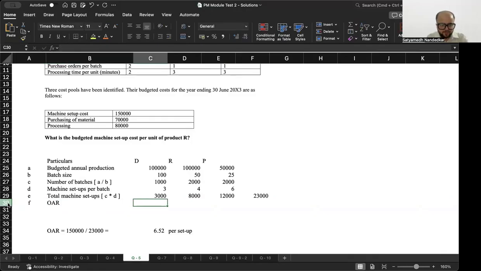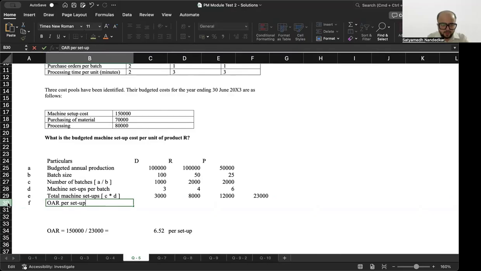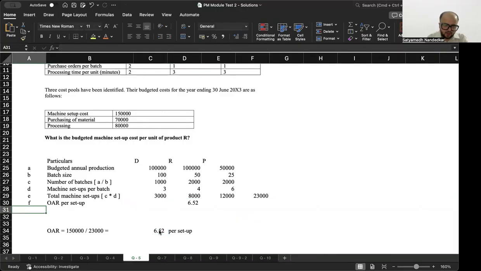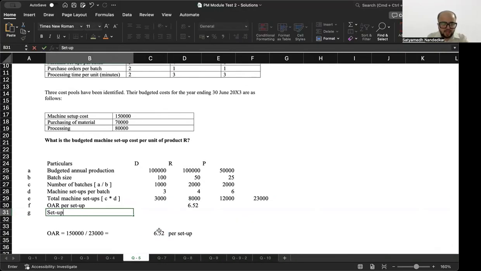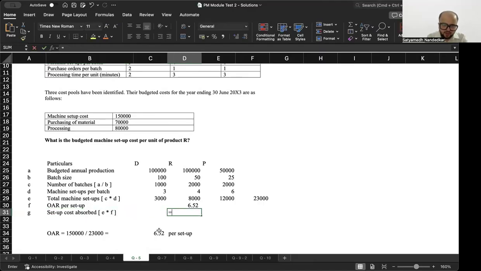F, OAR per setup. We calculated that as 6.52 basically. So I will now get setup cost absorbed, right? What is setup cost absorbed? Yes, it's E into F. 8,000 into 6.52, which is 52,173.91. And you want cost per unit, right? Cost per unit is this upon 1 lakh, which is again 0.52.